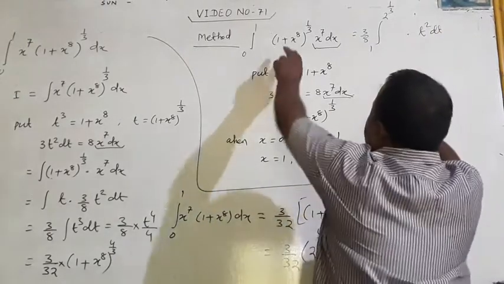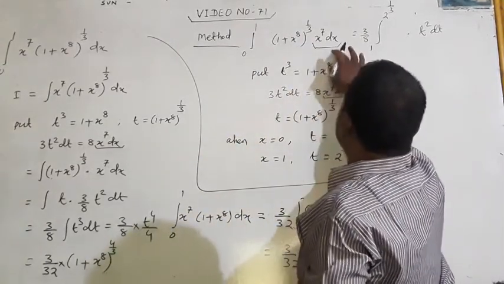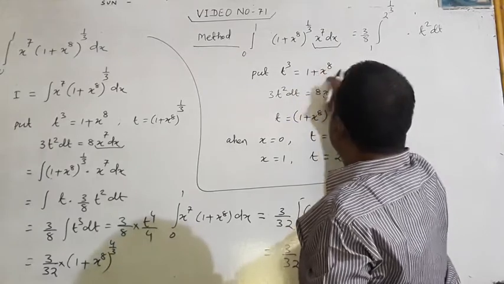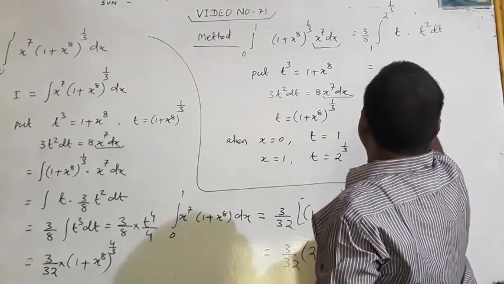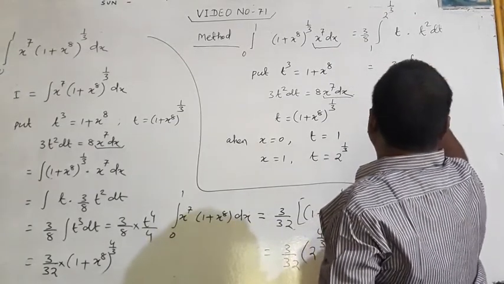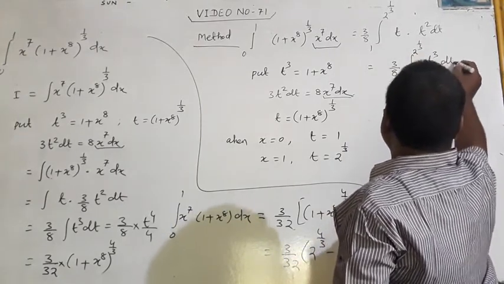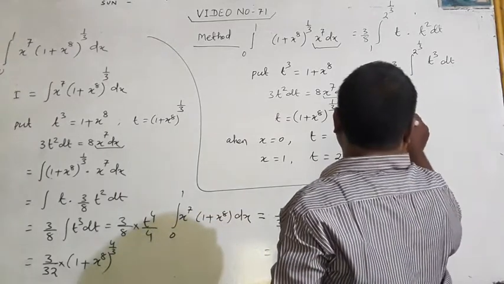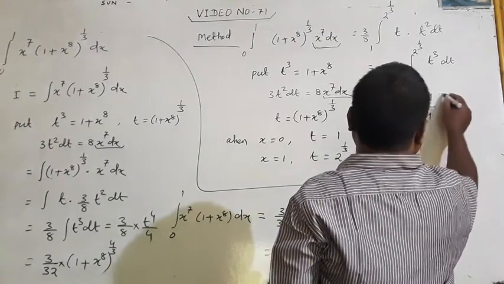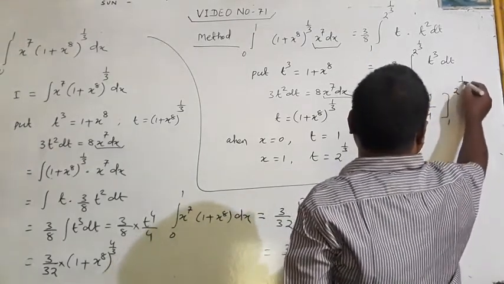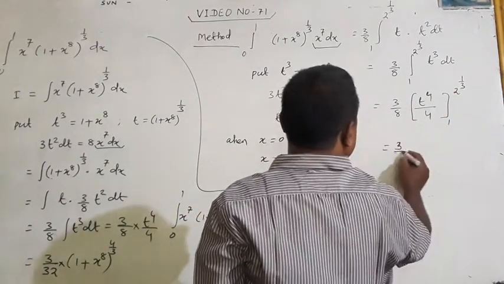And this part, (1 plus x to the power 8) whole to the power 1 by 3, is just t. So the total integration becomes 3 by 8 times the integration from 1 to 2 to the power 1 by 3 of t square dt, and its integration is 3 by 8 times t to the power 4 by 4, from 1 to 2 to the power 1 by 3. So 3 by 8 and the 4 give 3 by 32 coming outside.